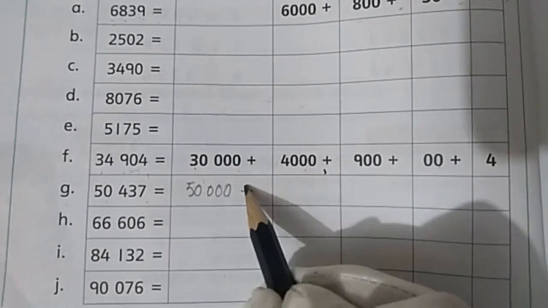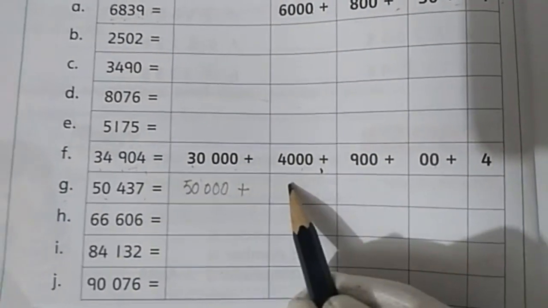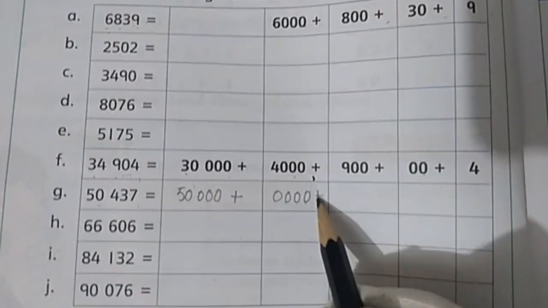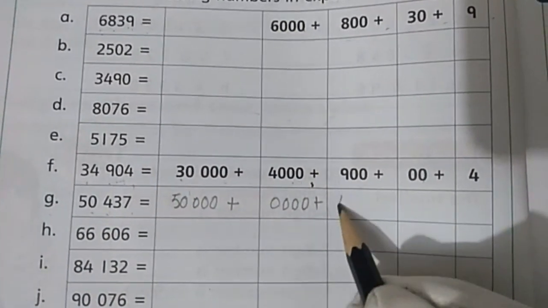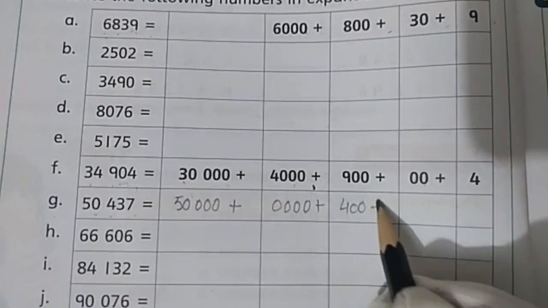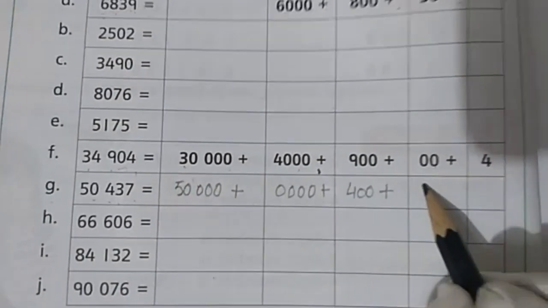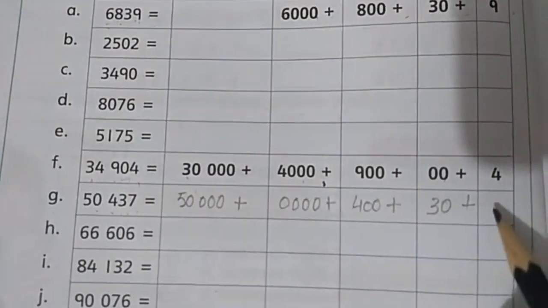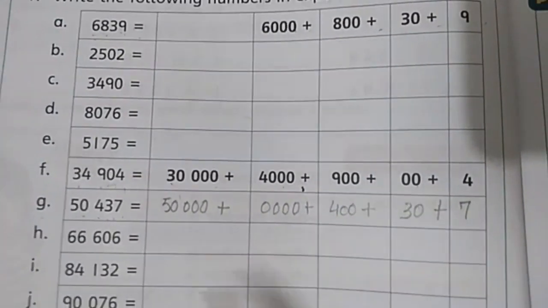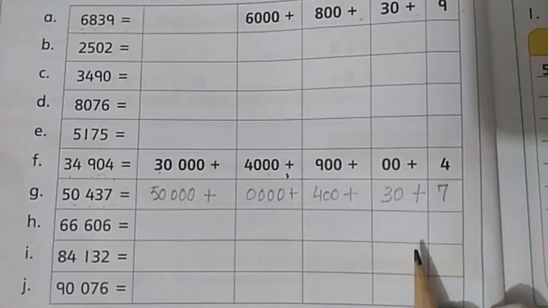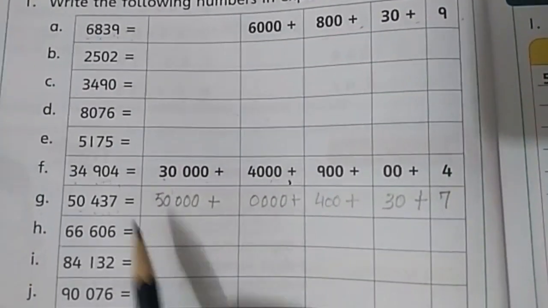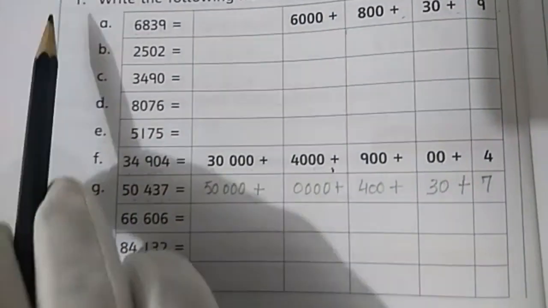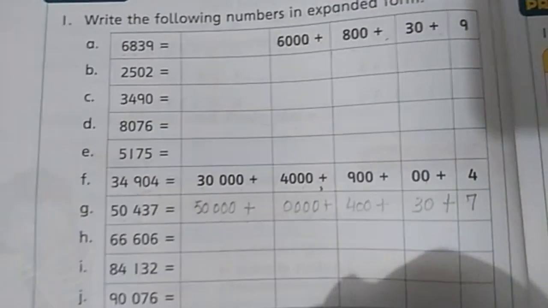50,000 plus in thousands, no number is there, plus how many hundreds? 400. Then how many tens? 30. Plus how many ones? 7 ones. In this way, you complete the exercise with the help of the given examples. Part 1, exercise 1, part A till J.